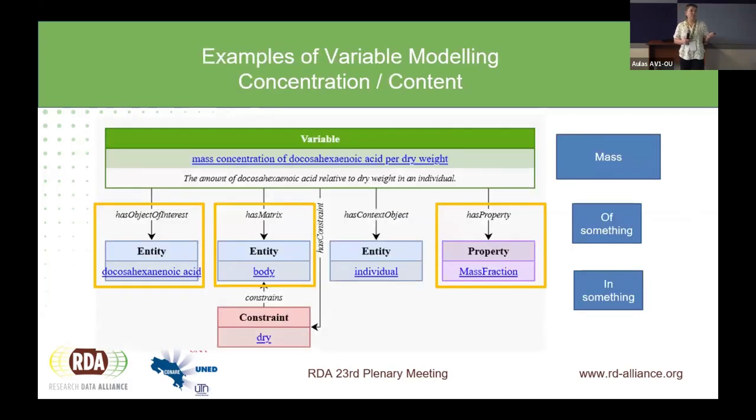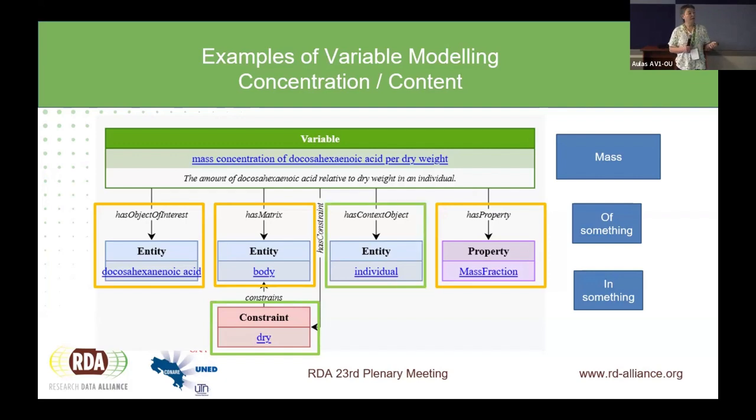Then again, the other example about concentration and content: we had the mass concentration of a particular substance per unit dry weight of something, of tissues or in an individual. And again, you can have the same property, entity, object of interest and matrix as before, but here we need a constraint to specify this is dry weight.